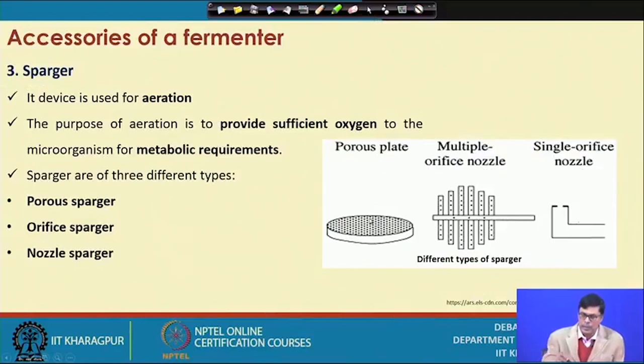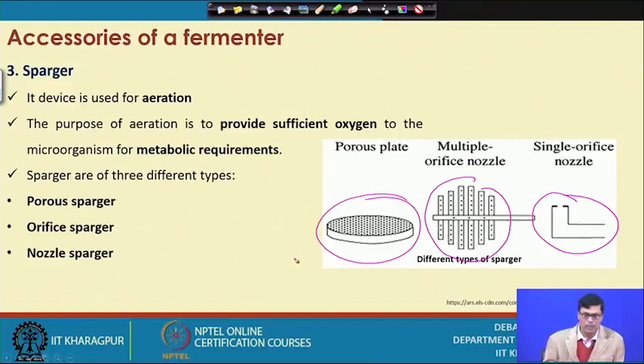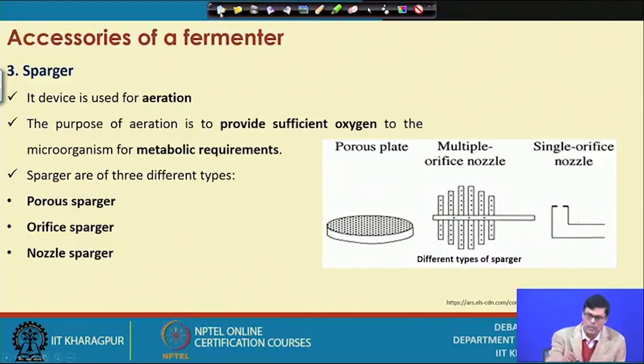Then these are the different types of sparger: you have a porous plate type, this is multiple orifice, nozzle and single nozzle type. These are three different types of aeration devices that we require, that we put at the bottom of the fermenter.